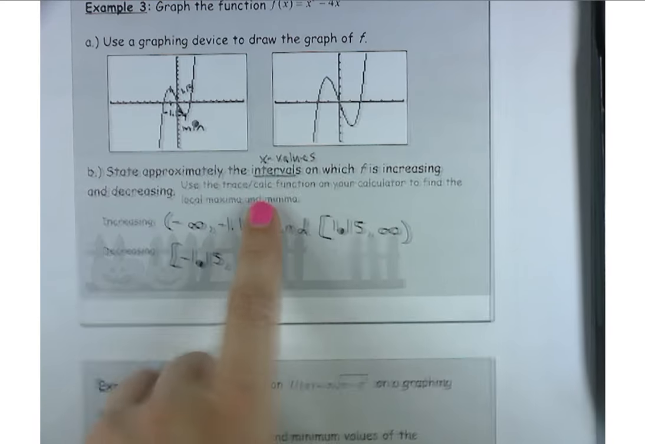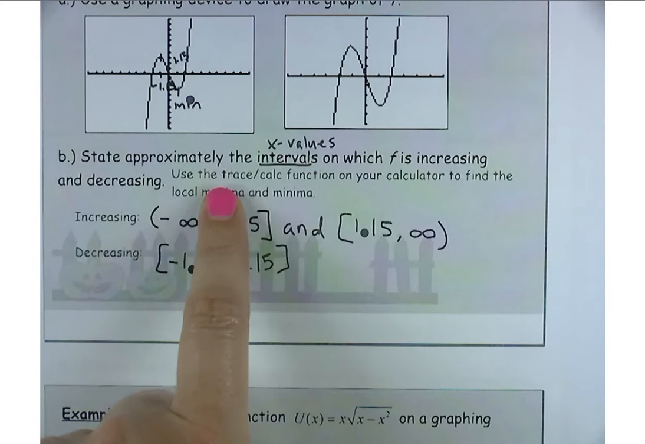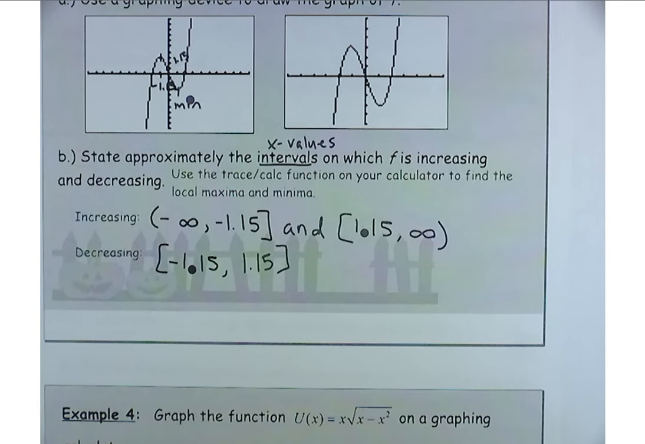Okay, if you are not sure you're going to remember how to do that on your calculator, you can write down that you're using the trace calc function on your calculator to find the local max and min. So if you're looking back, you know that's what we did, we used the graphing calculator to find that, but you don't have to. Okay, now for example 4, I want you to go ahead and graph that on your graphing calculator.